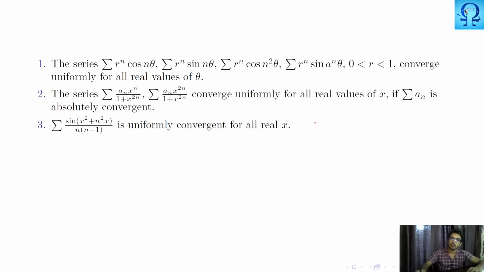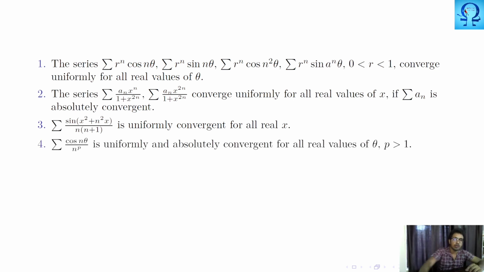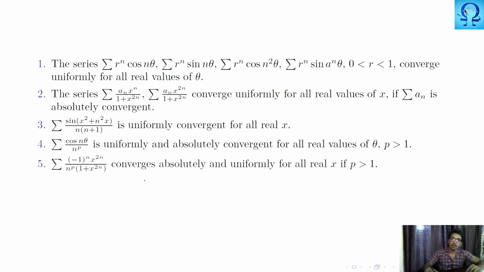For this problem, can you identify what our Mn would be? By choosing Mn to be 1 upon n times (n plus 1), this is comparable with 1 upon n squared, and hence it is uniformly convergent. For this case, you can choose your Mn to be 1 upon n to the power p. And for the next question, here also you can choose your Mn to be 1 upon n to the power p.